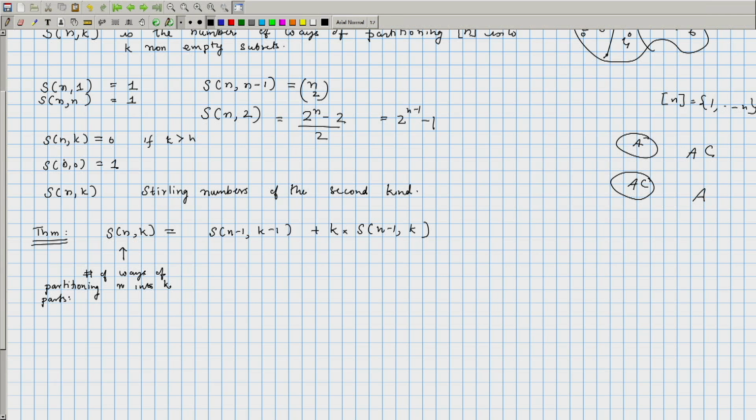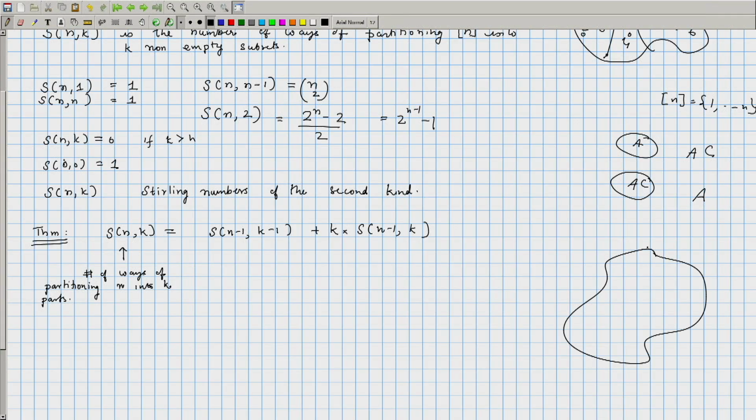Okay. Now, when you are splitting n into k parts, clearly the number n has to go into one of the parts. Okay. So, based on that we are going to count. So, this is a set of numbers 1 to n. Now, if you look at the number n, this might either be in a part of its own, or it might be with some other elements. Okay, these are the only two choices.